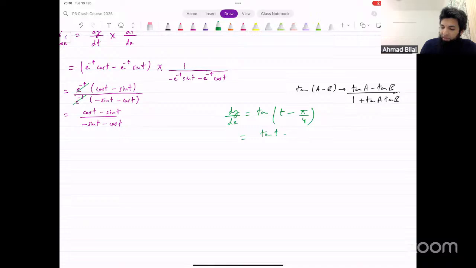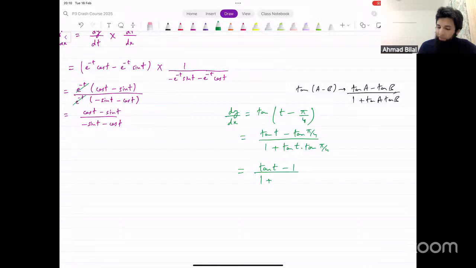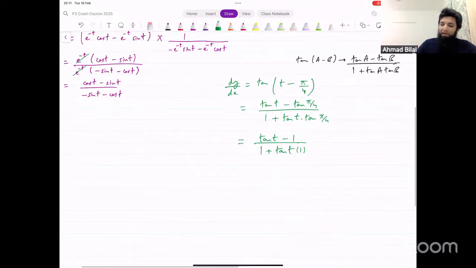Tan of t minus tan of pi over 4 divided by 1 plus tan of t times tan of pi over 4. Now, what's tan pi over 4? You can evaluate that on your calculator. Tan pi over 4 is 1. So in the numerator, you get tan t minus 1. In the denominator, you have 1 plus tan t times 1, which is just 1 plus tan t. So this is what we're getting: tan t minus 1 divided by 1 plus tan t.